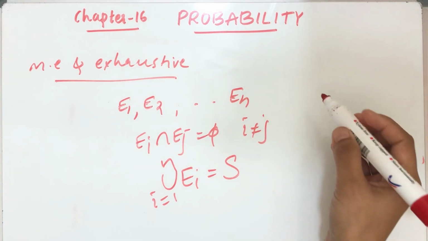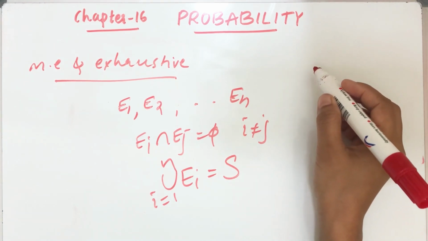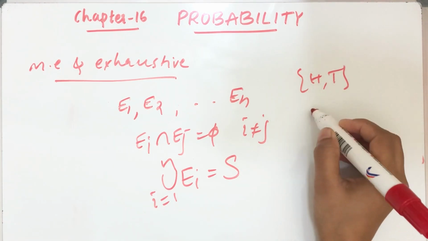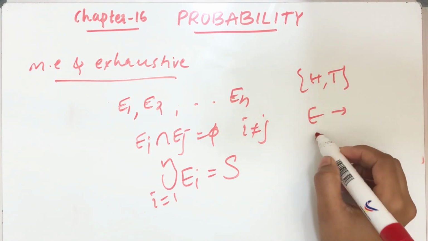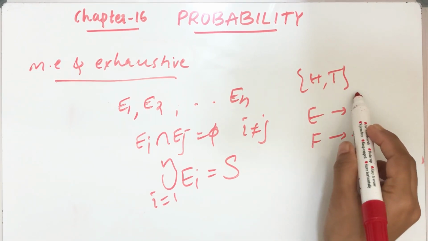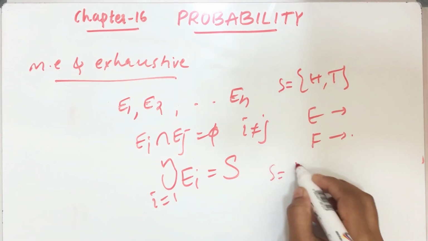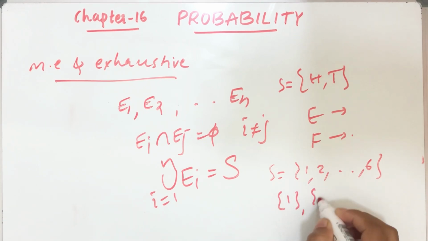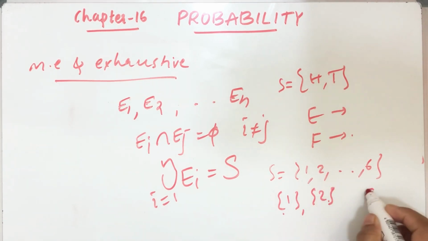The best example is, in an experiment, all the simple events. For example, in tossing a coin, let E be the event of getting head and F be the event of getting tail. Then they are disjoint and their union is S. Or in throwing a die, all simple events, that is {1}, {2}, that is E1, E2, etc., E6, are pairwise disjoint and their union is S itself. So if we take all the simple events of an experiment, then they are mutually exclusive and exhaustive.